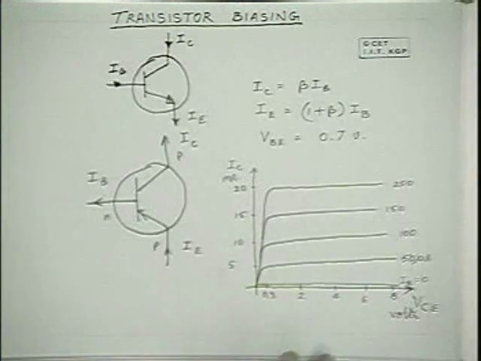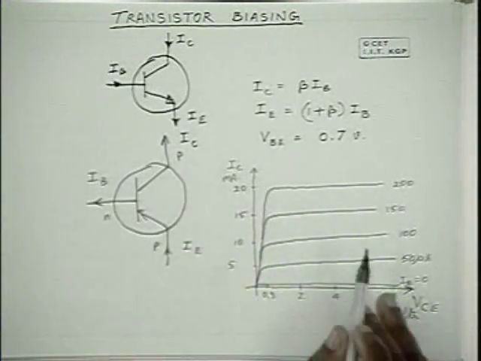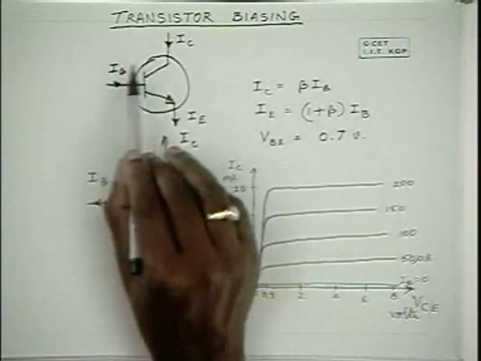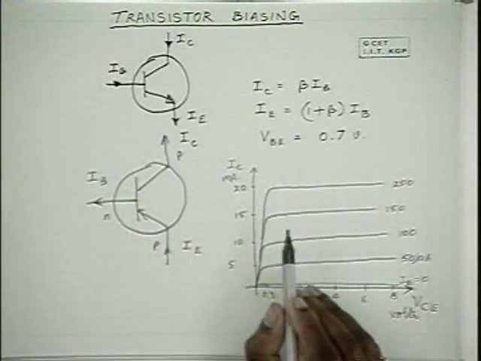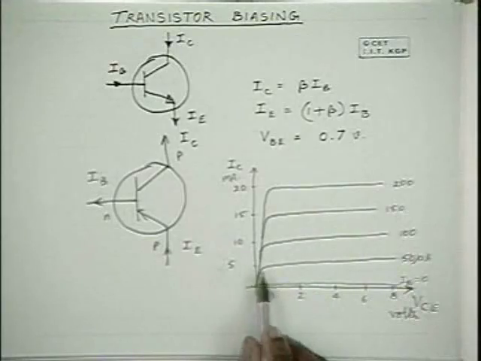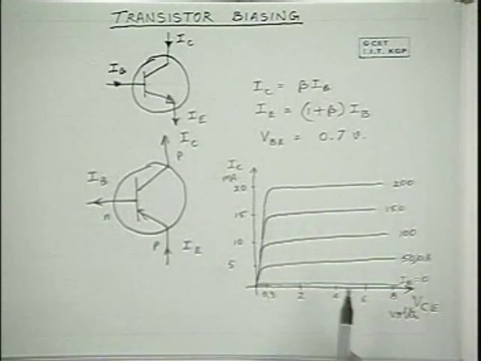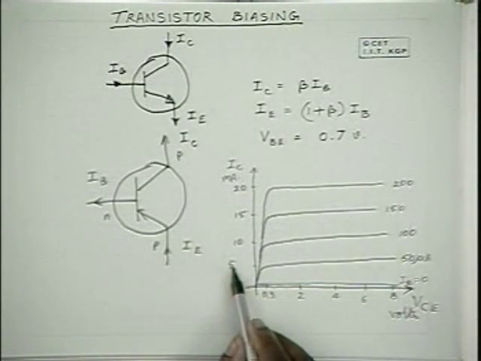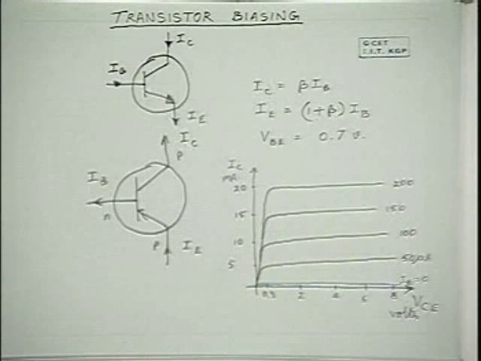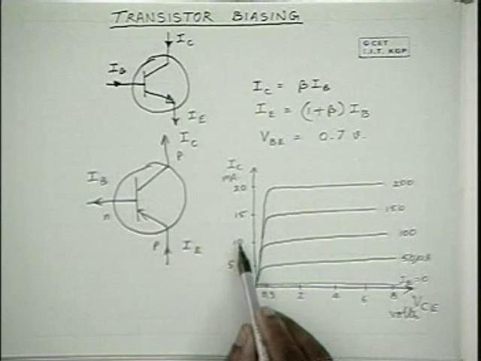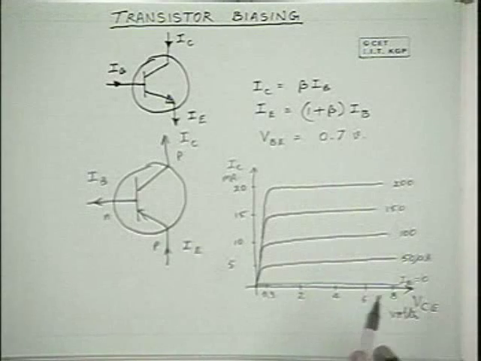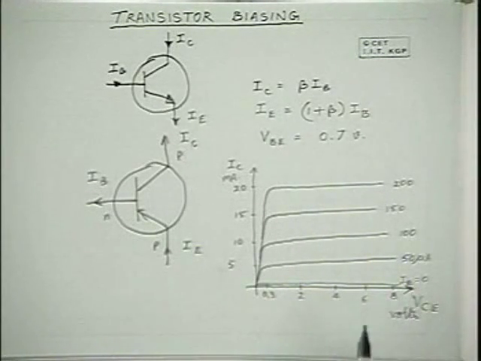Before that, let me mention this. This is the characteristics of a typical NPN transistor of this type. The beta for this transistor is about 100. That's why when the base current is 50 microamperes, the collector current is about 5 milliamperes. Similarly, when this is 100 microamperes, collector current is 10 milliamperes approximately. Hence, beta is 100 in this particular example.